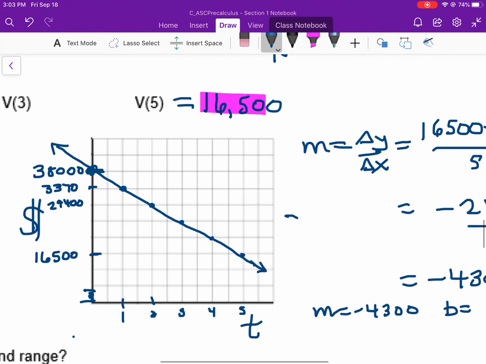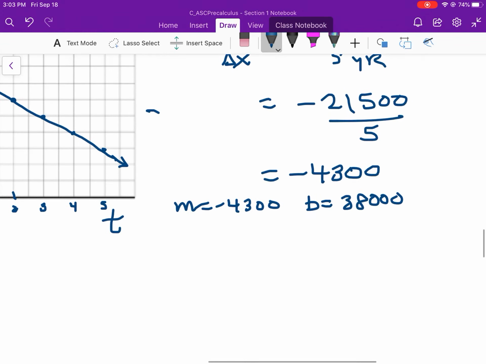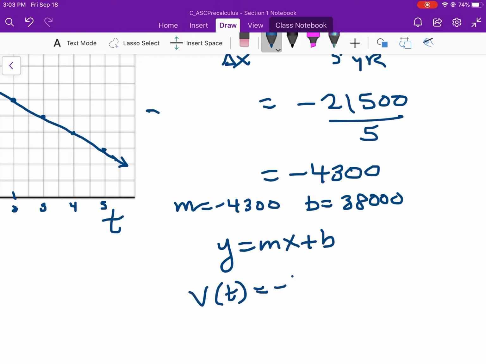Yeah, that's the initial value, right? 38,000. After that, it's just going to go downhill. So you can write an equation, y equals mx plus b, or V of t is equal to negative 4,300t plus 38,000. Once I know that, then I can figure the value after 3 years.